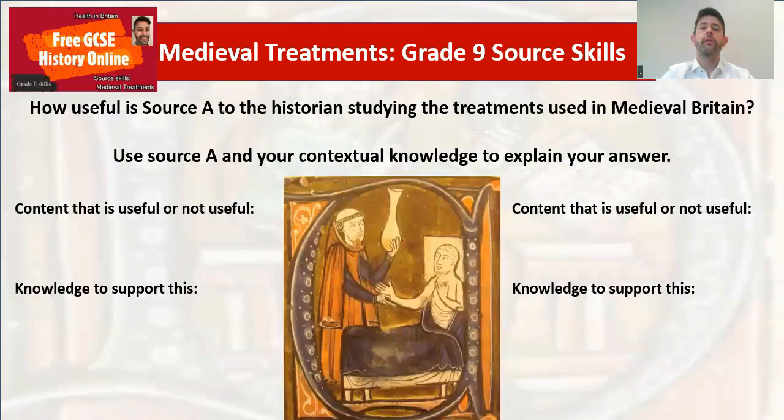Okay, so you're in the exam, you probably want to do a bit of planning. You've got the exam paper in front of you, you've got the source. So start then thinking about how is it useful? The question is treatments used in this time. So what's it telling me about treatments? So content that's useful, make a suggestion about the content, support with some knowledge. Make a second suggestion about the content, support with knowledge, and list it around the source and annotate around the source just for a minute or so in the exam.